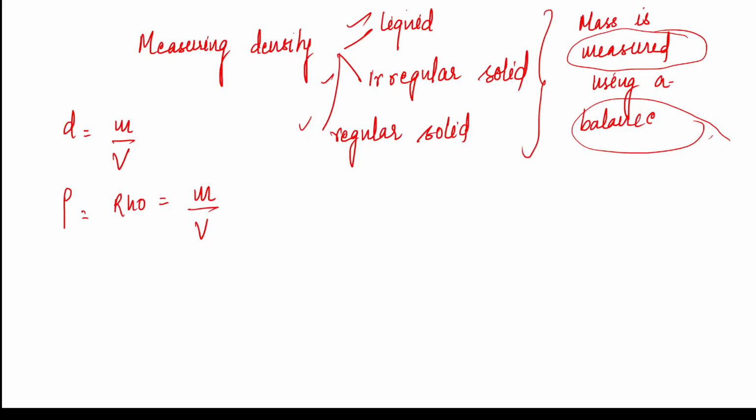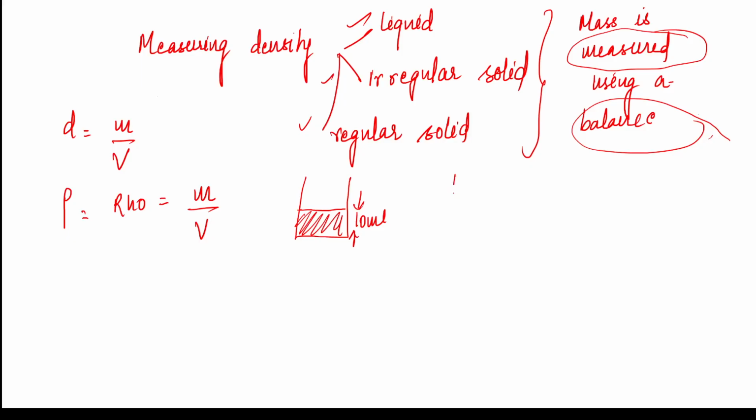Now, how do you measure the volume? The volume for the liquid would be measured. So you take a container, pour whatever liquid you are taking. It's a measuring cylinder. So whatever it reads, 10 ml or 20 ml. So you put the liquid in a measuring cylinder, the reading would give you the volume.